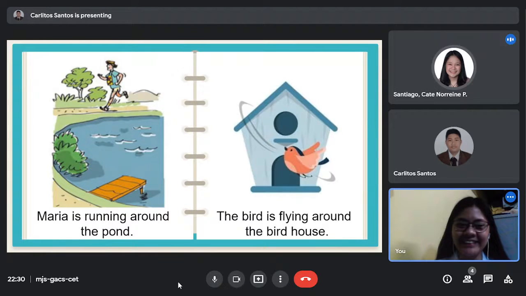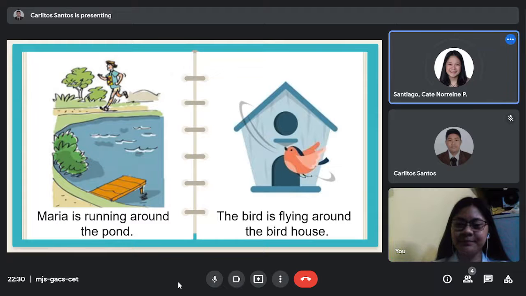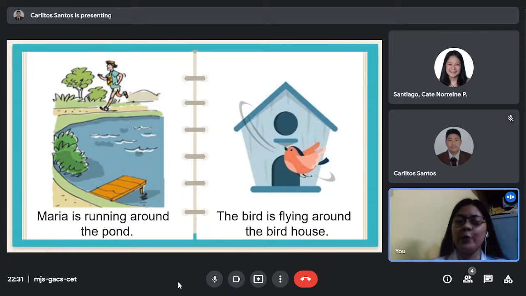Go ahead, Miss Kate. I think they both have the same word, which is around. Thank you. You have a good observation. You are rather observant. Yes, we have here the word around. But how do we use around? Let's have the meaning of around.